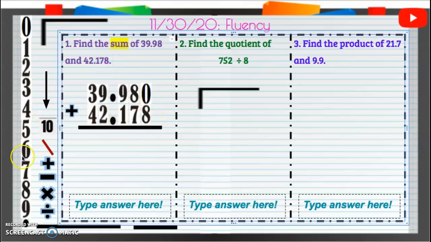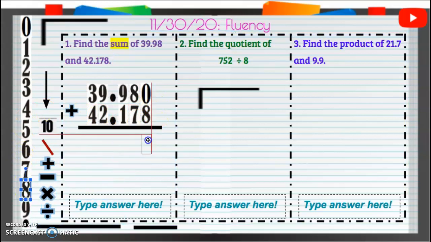So 0 plus 8 is 8. 8 plus 7 is going to be 15. I'm going to carry my one and drop that 5. 9, 10, 11. Carry that one, drop that one. What do I do with that decimal? Drop it like it's hot.